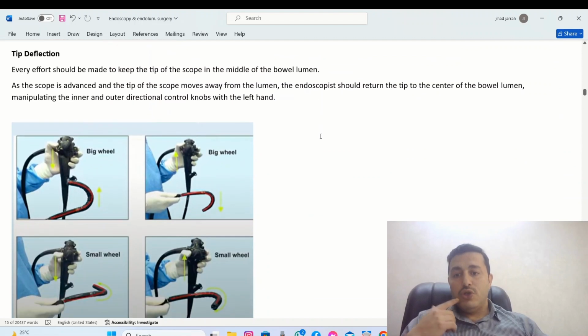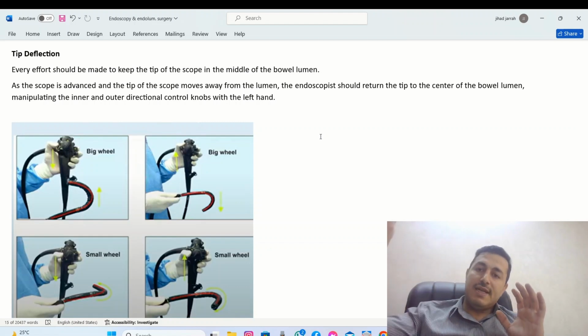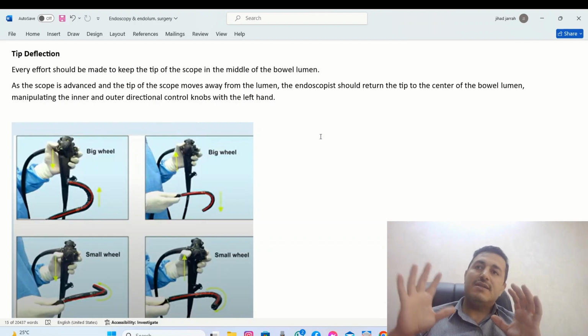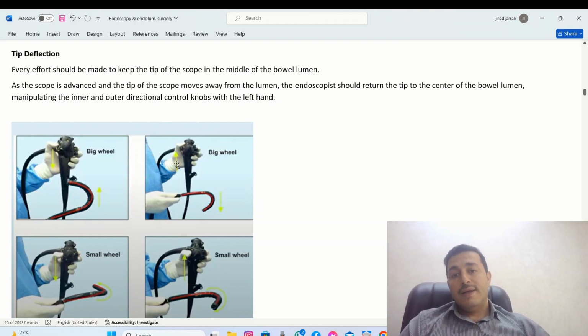Another technique that we should know before proceeding to the procedure is tip deflection. In the image reflected on the screen, the scope should be in the middle, in the center of the bowel lumen. To keep this, we can use deflection as you see in this picture. The tip of the scope can go up, down, right, left by controlling this control unit.